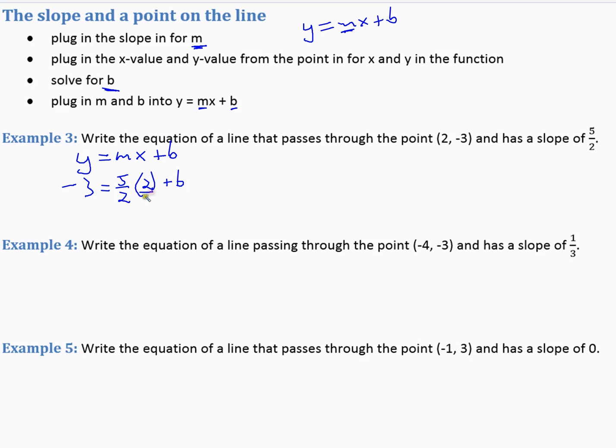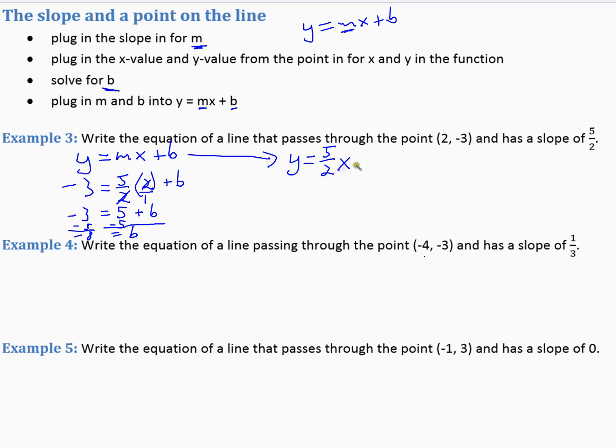Looking at this, when we multiply fractions, the 2 reduces, and so we have -3 equals 5 plus b. We would subtract 5 from both sides. And when you subtract 5 from both sides, you get -8 equals b. And then we can plug that back in. So we solved for b, and now we're going to go back to y equals mx plus b, but we know that the slope is 5 halves.